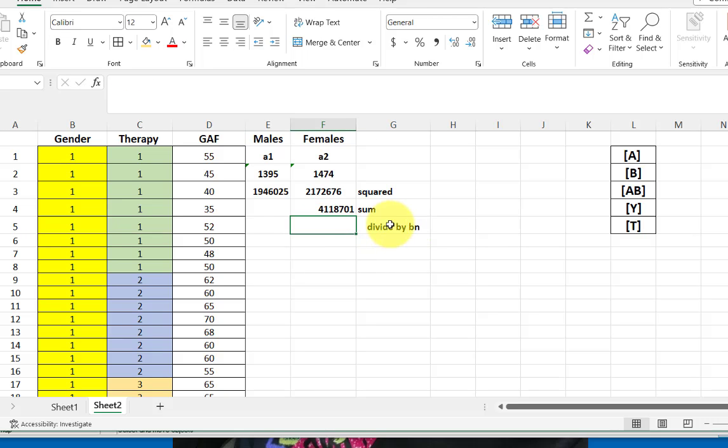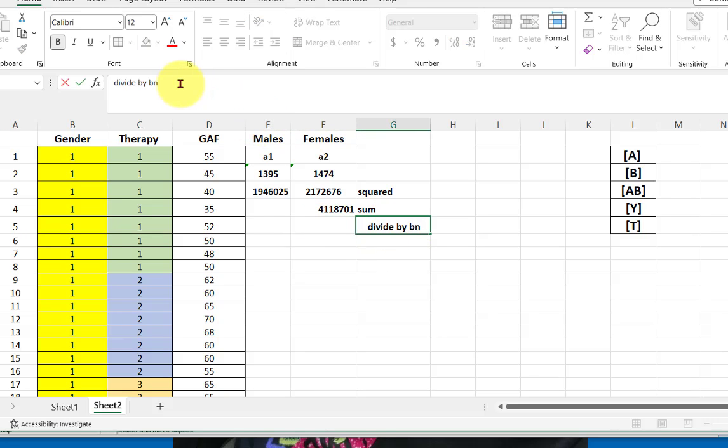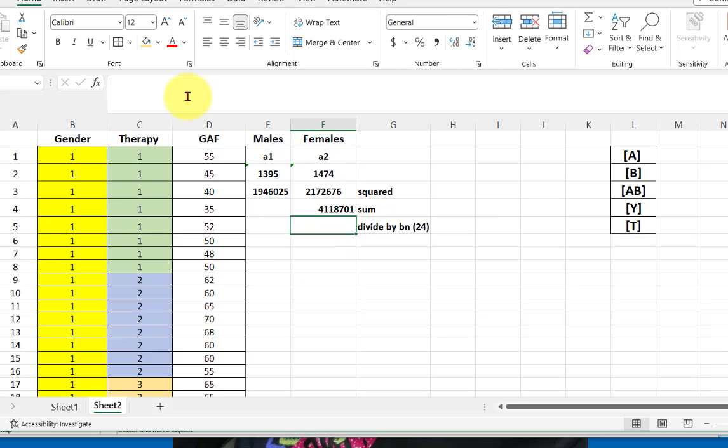So this number is going to be 3 times 8, which is 24. So that's going to be our divisor in this one. And so I'm going to go here and go equals. Take that big old sum there and divide it by 24. So that is our A bracket term.